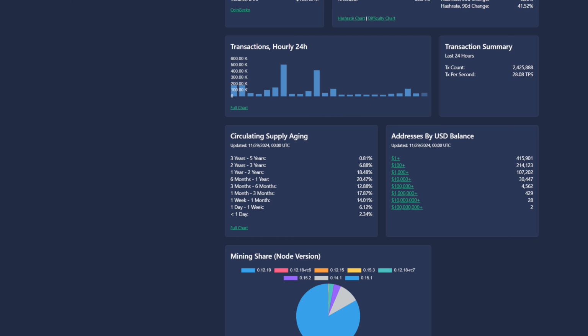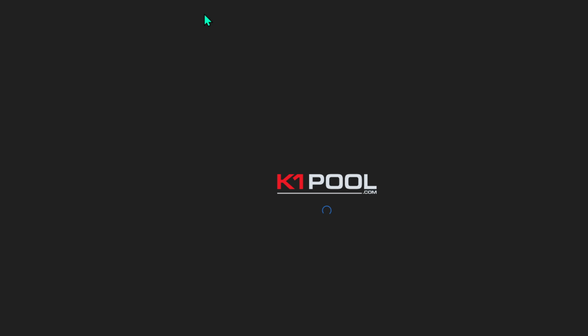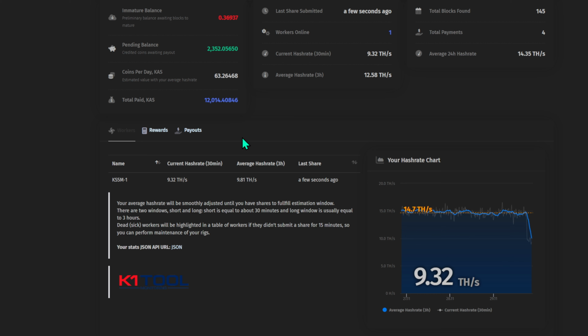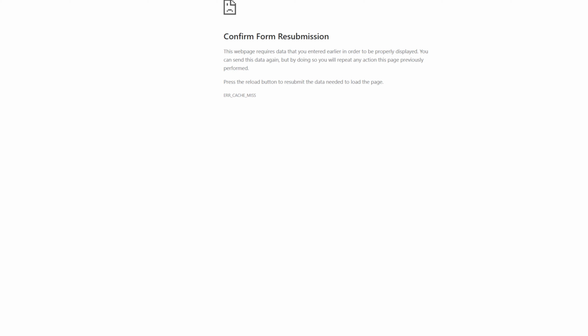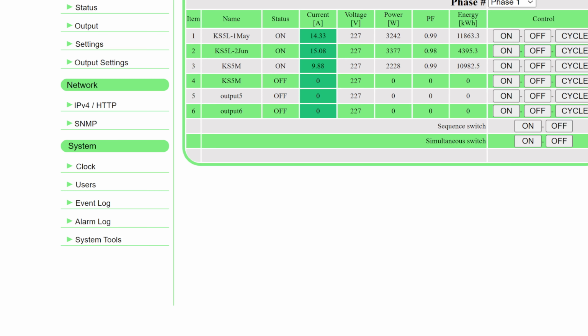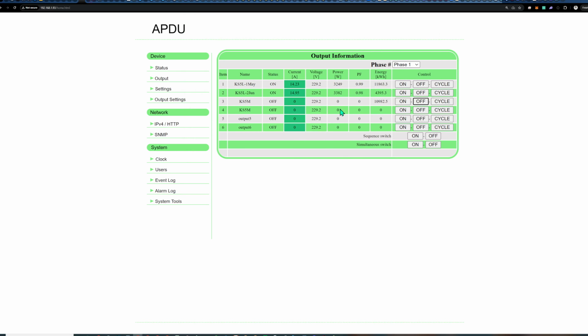So basically, if you're comparing your report, for example, my KS3M, look at that, one of the boards is down again. So what I usually have to do in that case, it drops like 1,000 watts, so I shut it off and I'll have to turn it back on again after a few minutes. It goes 0, so let's wait.